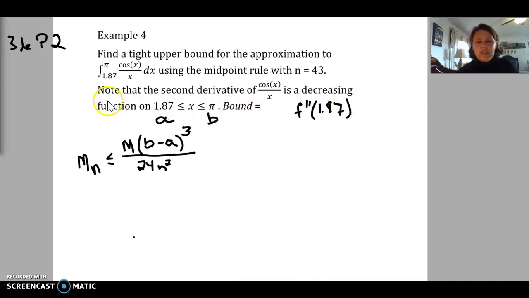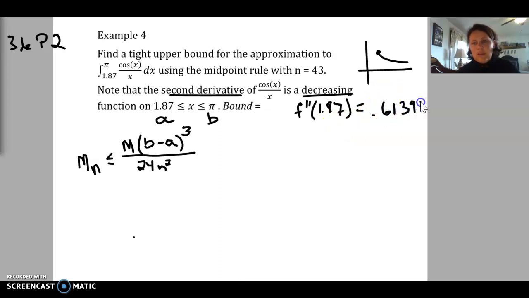Okay, so the whole reason they tell us this information, that our second derivative of this is decreasing, is that on the bound from 1.87, that derivative is decreasing from there. So that tells us that the largest value is going to be on the left-hand limit, so we're going to plug in 1.87. If it would have said it's increasing on this interval, I would have used the last number. So since this one is decreasing, I'm going to find my second derivative and plug in 1.87. I did use a calculator to do this, and the answer that I got was 0.613999.